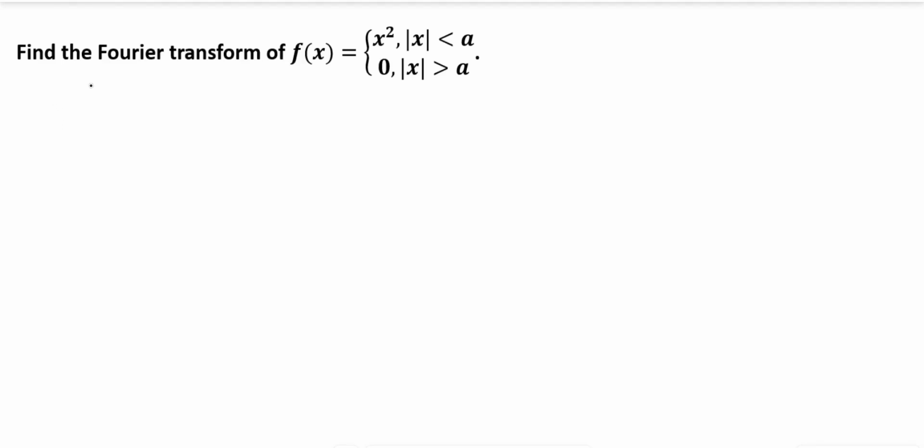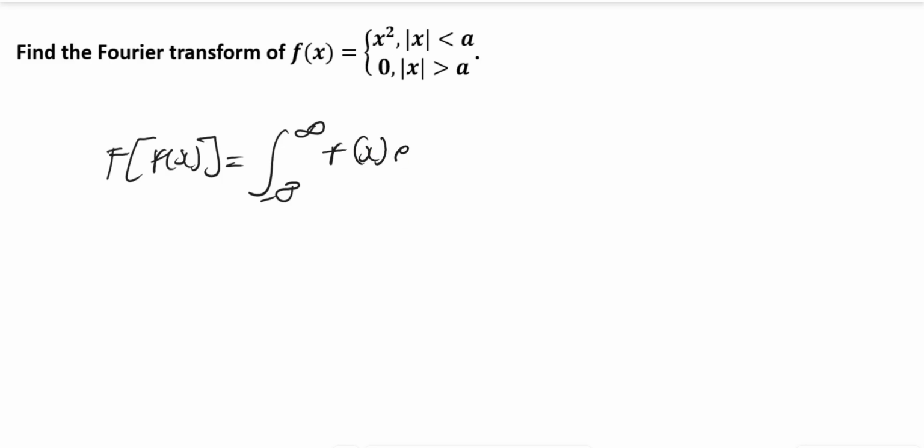So, the question is: find the Fourier transform of a function f(x) which is x square when mod x is less than a and 0 when mod x is greater than a. For this, we should remember that the Fourier transform of a function f(x) is given by the integration from minus infinity to infinity of f of x e raised to the power iota sx dx.